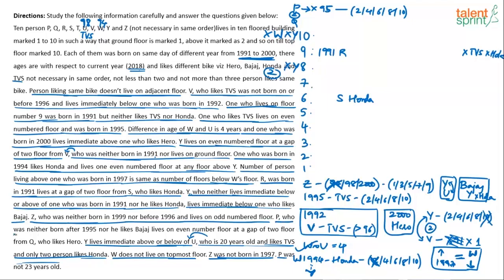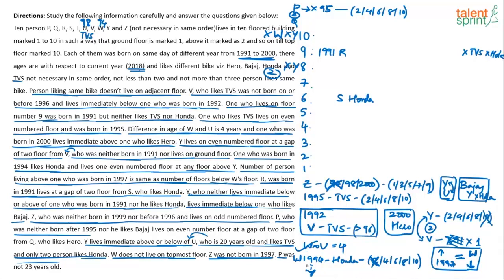P, who was neither born after 95. See, if somebody was not born after 95, he was born before 95. Before 95, what are the possible years? 1991, 1992, 1993, 1994. Yes or no? 91, 92, 93 or 94. Out of that, we already know that 91 was R. So P can either be 92 or 93 or 94.